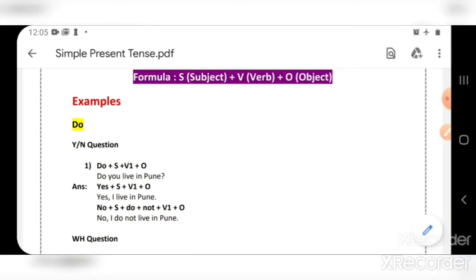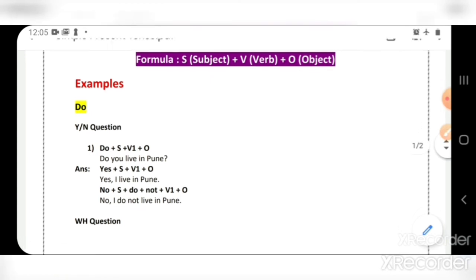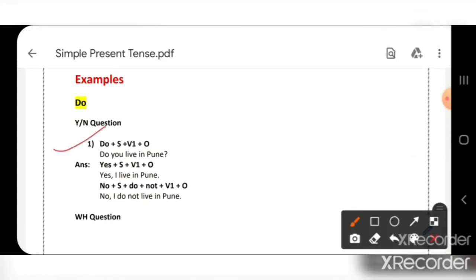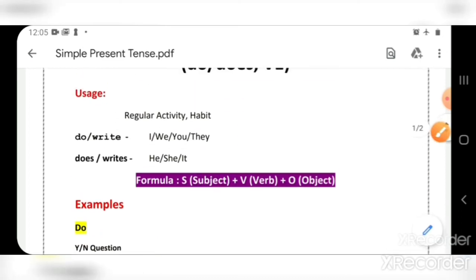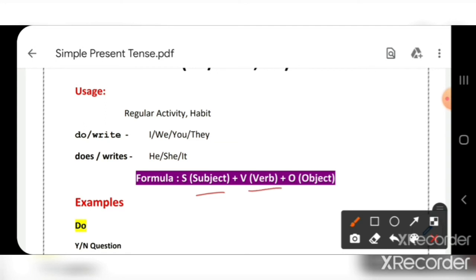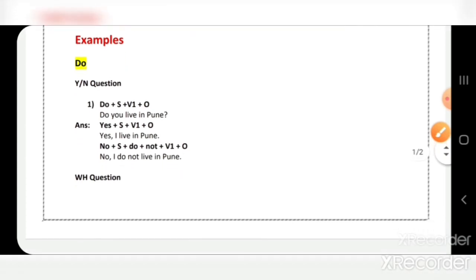Now I'll tell you, in a conversation there are questions and answers, right? So if there is a yes no type question, how to ask them and how to answer them. Okay, so the first one is, do you live in Pune? Here I've given you a formula to refer to. So do plus subject plus V1 plus object. So the answer would be yes, I live in Pune. Okay, yes, I is the subject, live is the verb, in Pune is the object. Okay, fine. As of now, you just remember in Pune is an object.